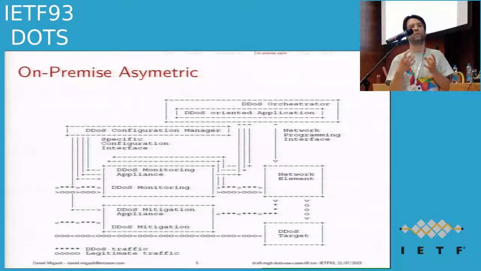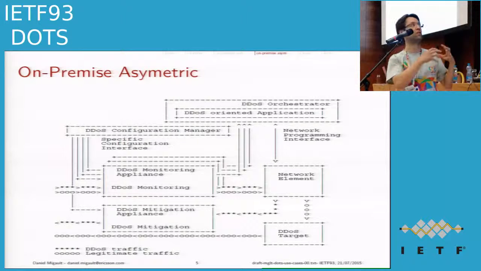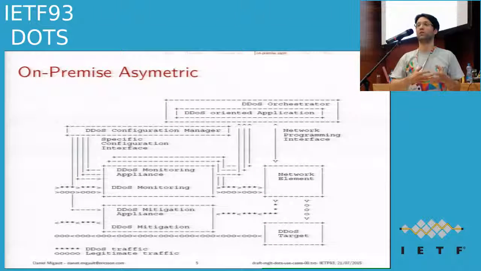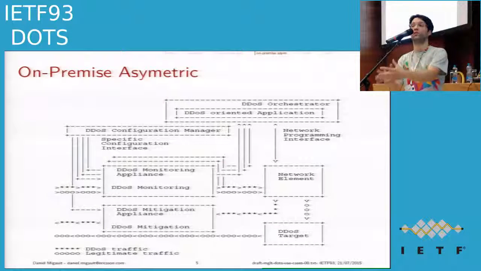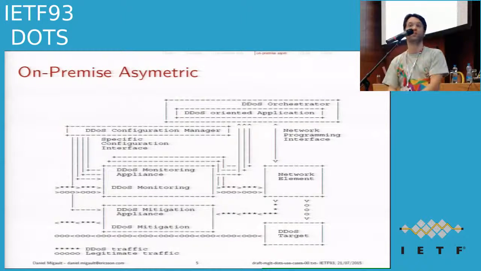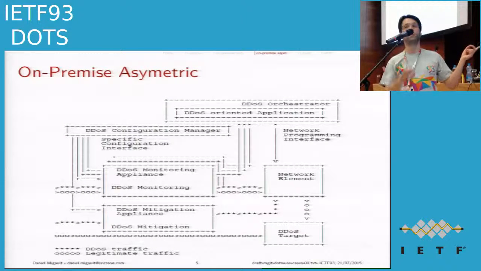Next slide. Another one is what I call the on-premises asymmetric, which means that in some cases you have DDoS appliances specialized for mitigation and others for monitoring. The idea is that you can share the mitigation between multiple links. When you notice that some traffic is suspicious, you redirect it with a network element to the link where the DDoS mitigation appliance is, and only the suspicious traffic.